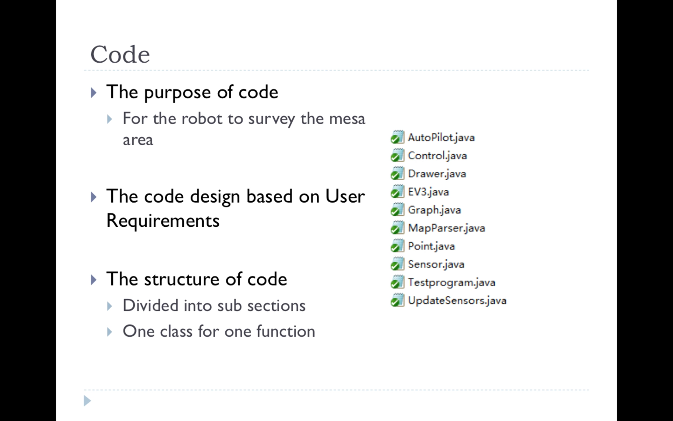The first one will be about the code. The purpose of this code is to design the software for the robot to finish the survey operation on the master map. The code design is based on user requirements from the project specification and client meetings. Due to the plan of coding, the whole software has been divided into several parts based on subfunctions. Therefore, the structure of the code is clear and easy to read.